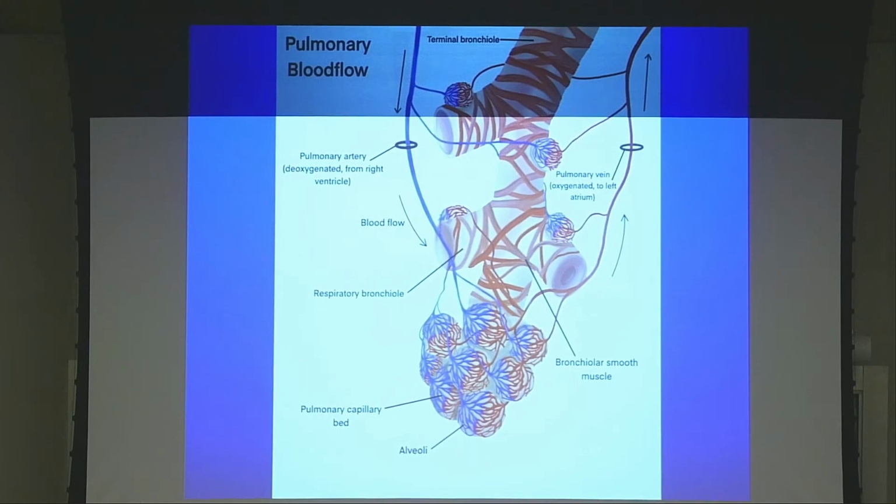Where we're going to go now, though, is we're going to go upstream a bit. We're going to start talking about this upstream region where we have these smooth muscle straps. And we're going to begin to think about how we can regulate the diameter of those tubes by using those smooth muscle straps.